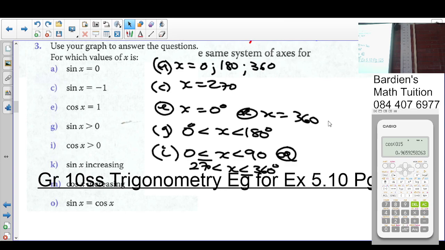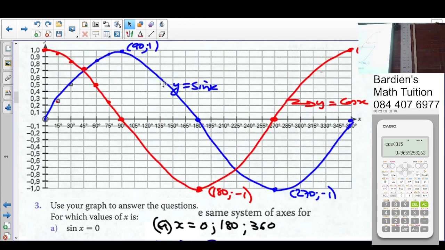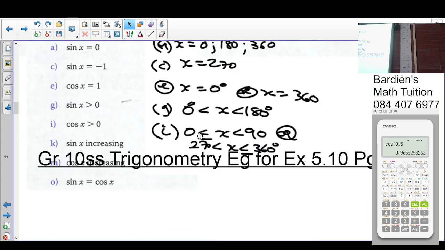And G, where sine of x is greater than 0. Let's go back here quickly. Sine of x is greater than 0. Now here it won't be included. Why? Because at 0, it's equal to 0. And at 180, it's equal to 0. Okay, so that is why I didn't indicate that.